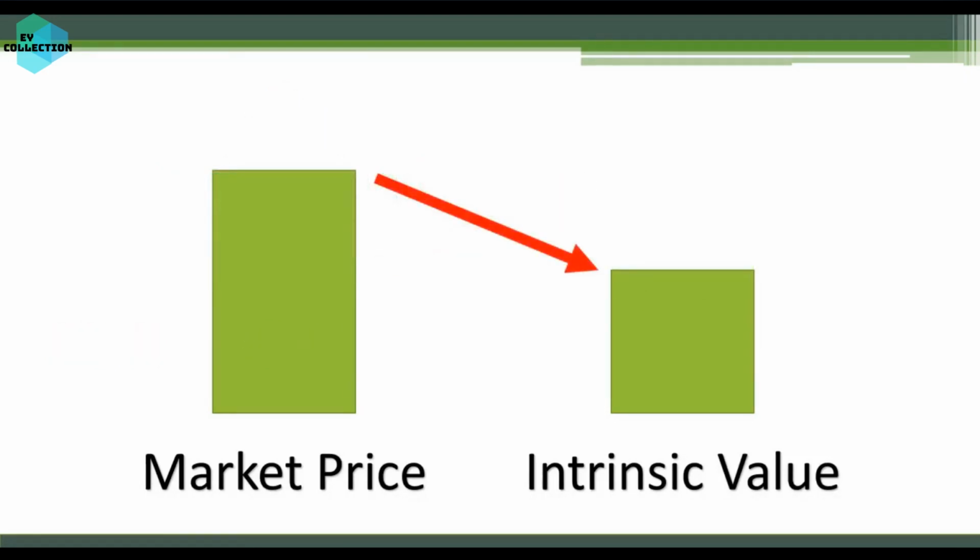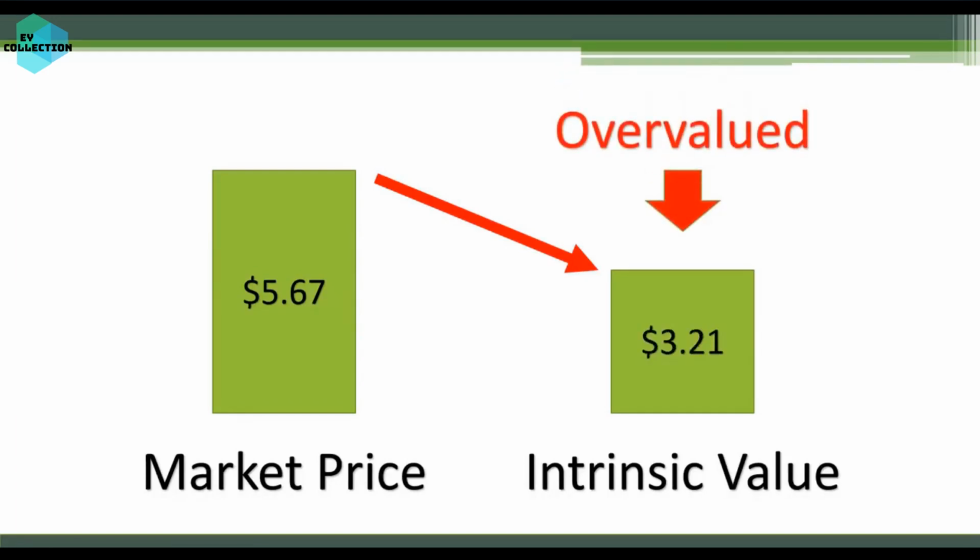At the same time, a stock that's overvalued is one that's selling at an inflated price, well beyond its true value or its predicted cash flows. For example, you find a stock that's selling at $5.67 a share, and after applying some valuation techniques, you know that this stock is only worth $3.21 a share. So this means it's overvalued or expensive to buy.